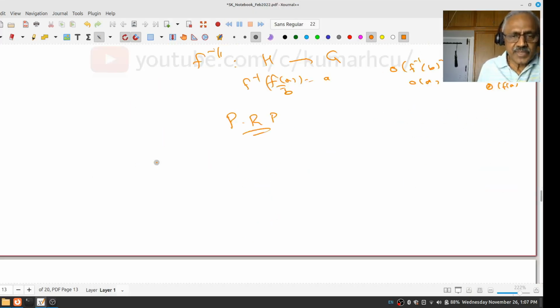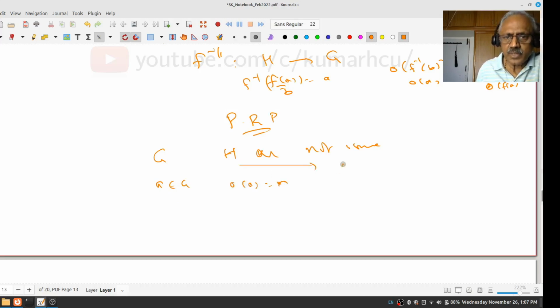Therefore, one way of saying G and H are not isomorphic may be to find some element A in G, say its order is n, and say that there exists no element in H whose order is n.